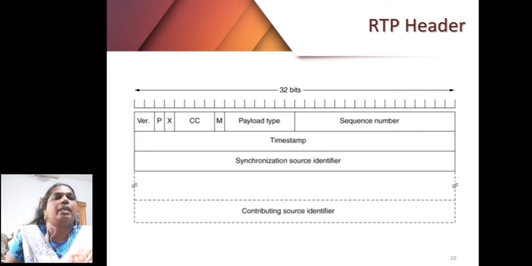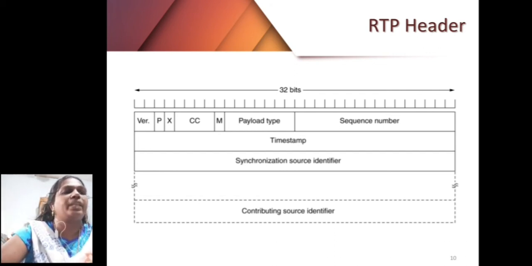So this is the structure of the RTP header. The RTP header consists of different fields, and we will see the details about the different fields specified in the header. First is the 2-bit version field, which specifies the version of the RTP protocol, and the P bit indicates whether the packet has been padded to a multiple of 4 bytes.